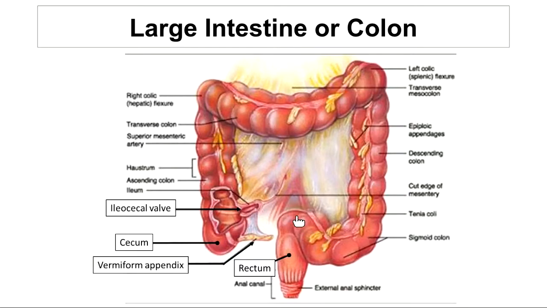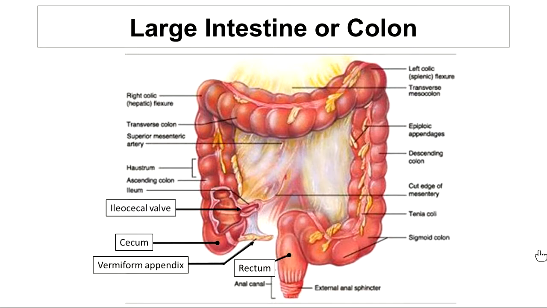The rectum is a muscular storage area for fecal material that has been dehydrated and is ready to be eliminated from the body. It's going to be stored in the rectum. And then the last portion would be the anal canal.